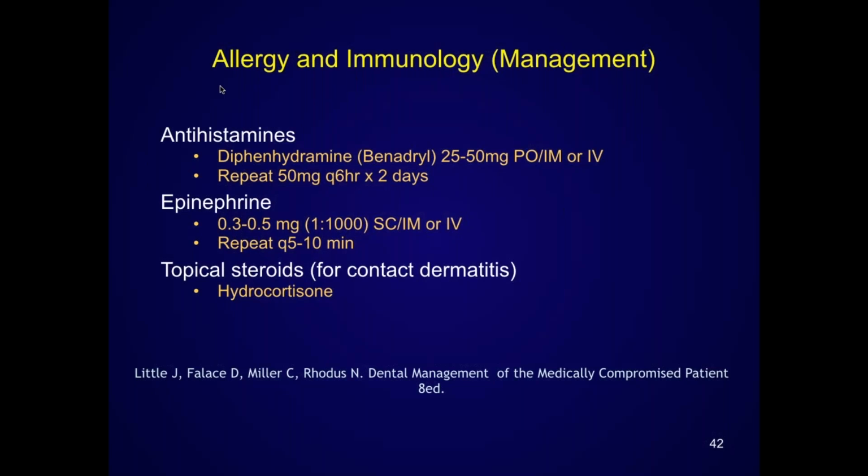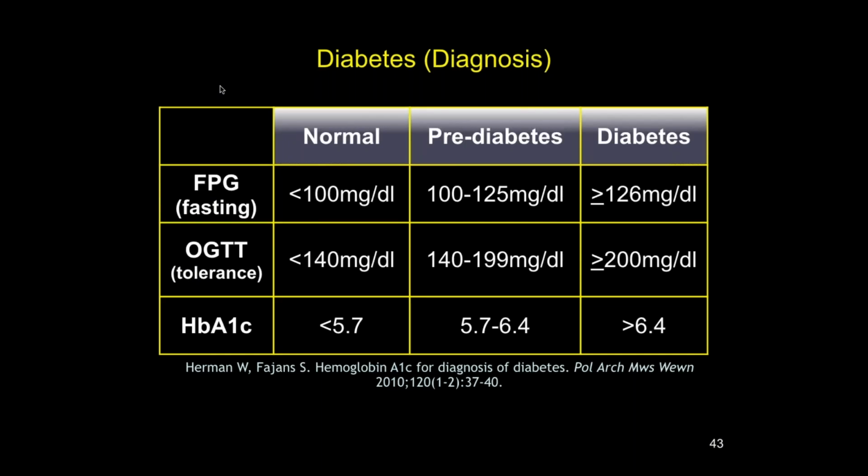And hopefully you can get it for less than $900 a carpule, right? But that's the thing, and you should know that it's 1 to 1,000, and you can give it subcutaneous, IM, or IV, and you repeat those things. And you should probably be calling emergency if you're going down that road anyway. For your contact dermatitis, your gloves types, things like that, just hydrocortisone creams are probably fine.